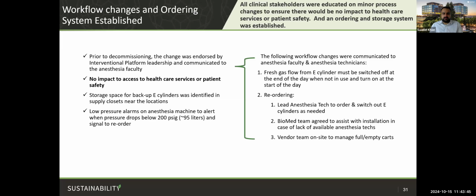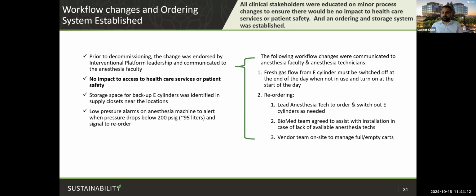Prior to decommissioning, of course, the change was endorsed by our interventional platform leadership and communicated to the anesthesia faculty. And what we want to make sure really is that there's no impact to access to healthcare services or patient safety. Nitrous oxide is still going to be available. It is not going away. We are just changing in the background how we are providing nitrous oxide for the clinical end use.